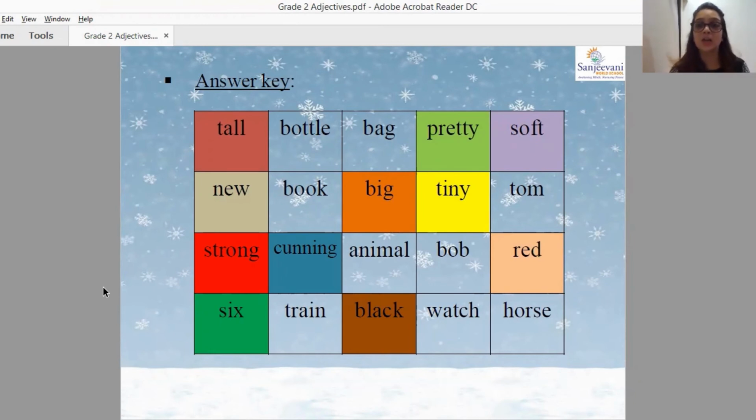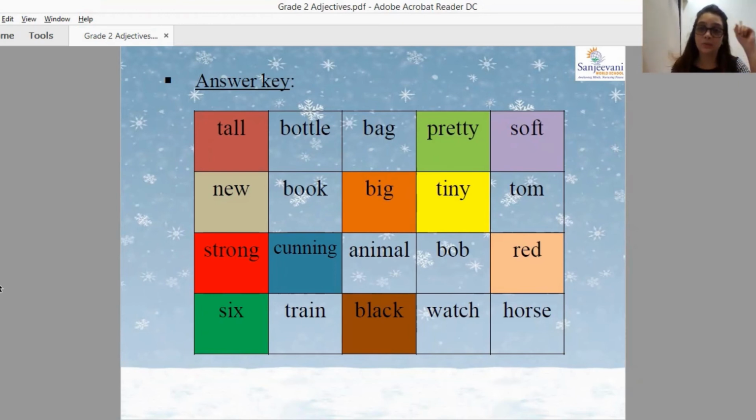New. I got a new cap. I got a new book. I got a new pencil. It is telling more about the noun. That's why the word new is a describing word. Book. Book is a thing. That's why it's not a describing word. It's a noun. Big. Remember the picture? Big elephant. It is telling more about the noun. That's why the word big is a describing word.